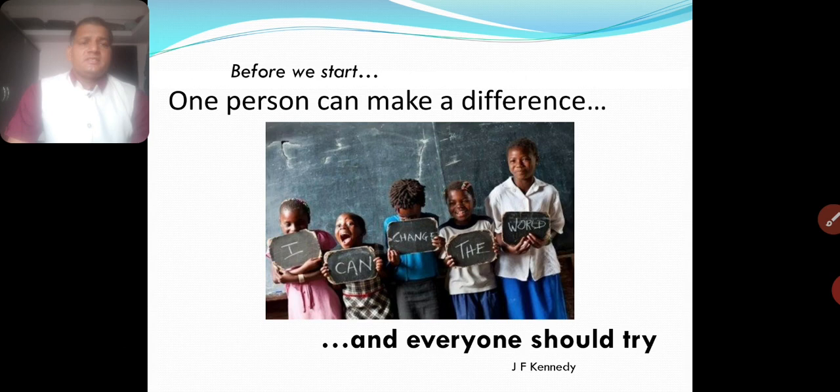This is a very nice example given by Kennedy. I think everybody should look at this picture and understand what exactly it is showing us. One person can make a difference. I think everybody knows: I can change the world. You have the ability, you can do that, and you will change the world. How?